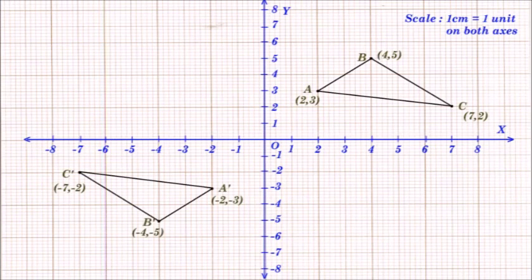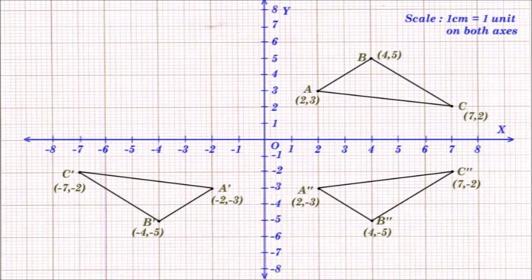Now we will reflect it in the x-axis to get A'', B'' and C''. Now A has coordinates 2, 3, reflect in the x-axis. We have A'' with 2, -3. Now B has coordinates 4, 5, reflect in the x-axis. B'' will have coordinates as 4, -5. And C has coordinates 7, 2, reflect in the x-axis. C'' has coordinates 7, -2. We mark this also on the graph sheet.